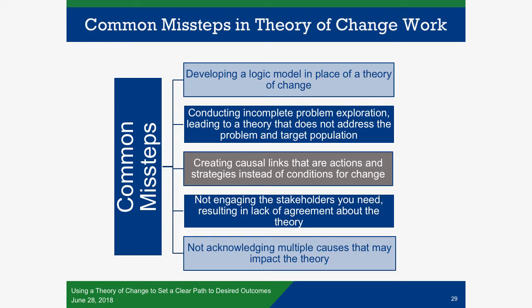Another common misstep is identifying actions and strategies rather than causal links, which, as you recall, are those conditions needed for change. So remember that good causal links, they're almost like mini outcomes, as we said. So they're the mile markers on the way to your ultimate outcome, and they should leave room for actions and strategies to help achieve them.